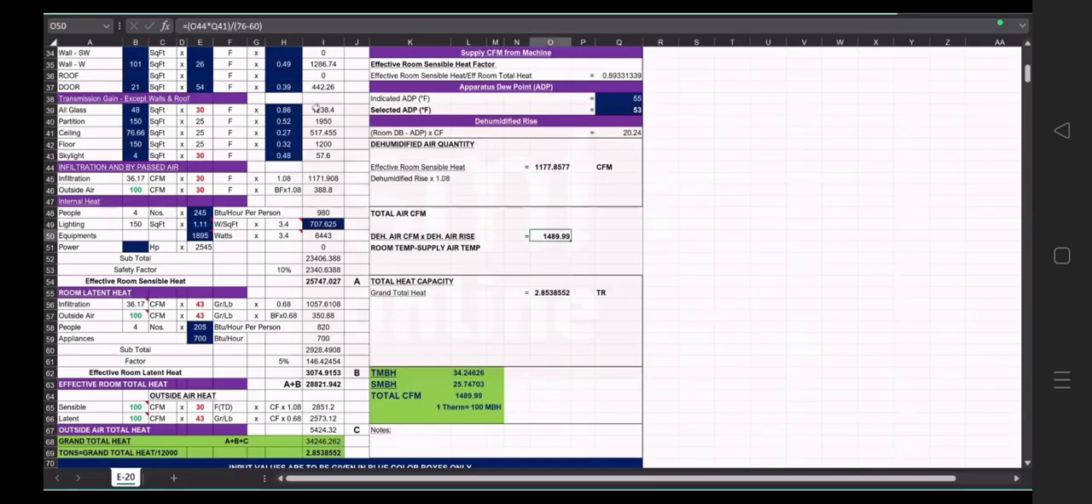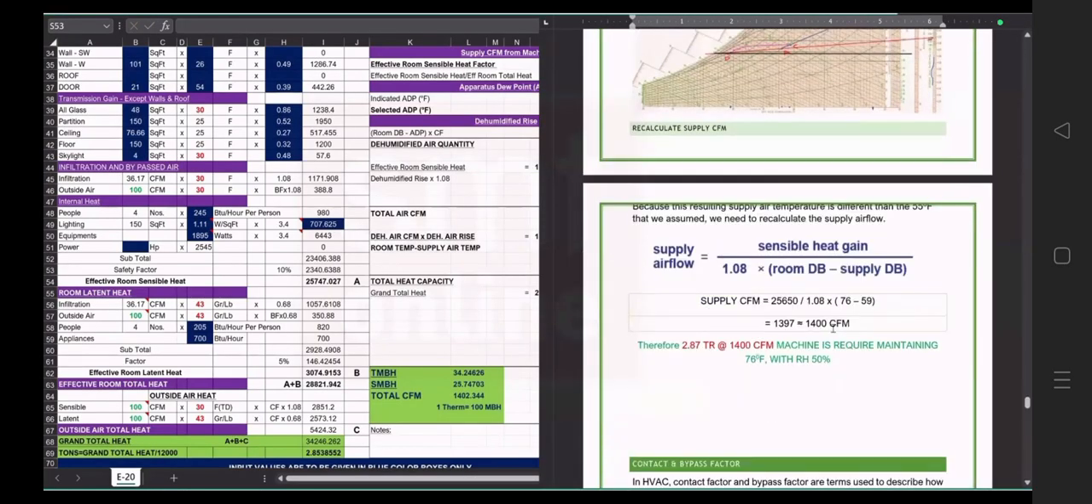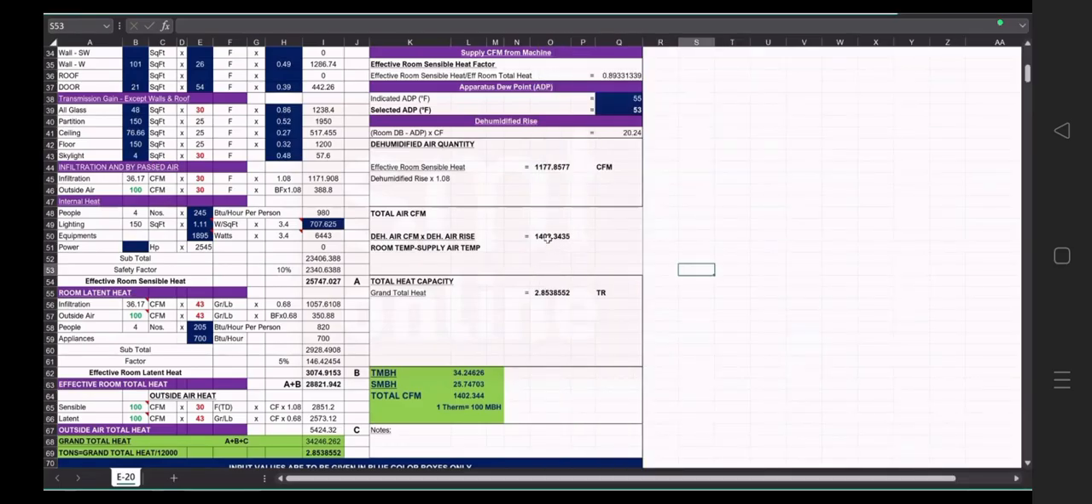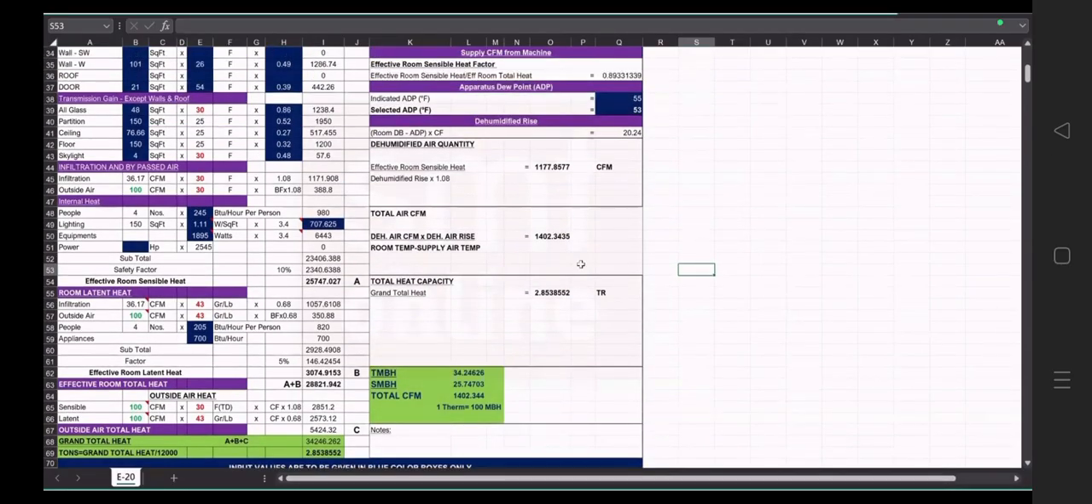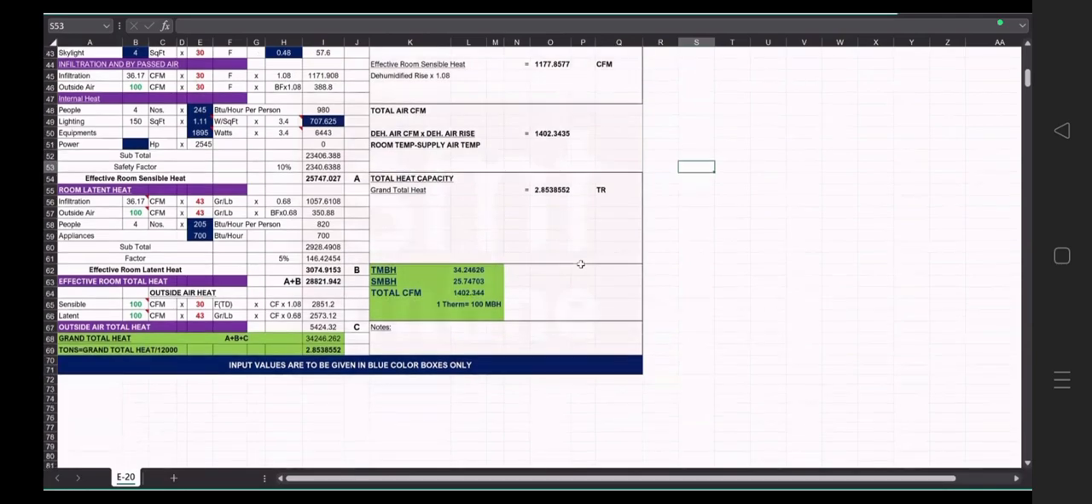But as per our calculation, we got 59, so I'm entering 59 for this sample project based on psychrometric analysis. So you see, you can find 1402, close to 1400. And the same we got here, 1397, we round off to 1400. Anyhow, plus or minus 5% is accepted in CFM. So 1400 CFM. So finally, the result is 2.85 TR with 1400 CFM and dehumidified CFM nearly 1200 to select the equipment. Okay.